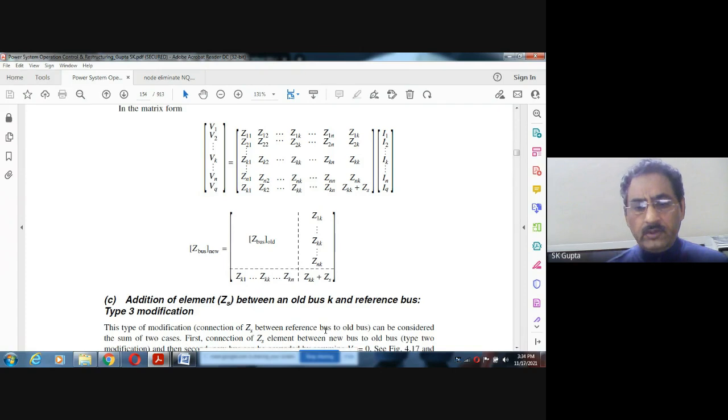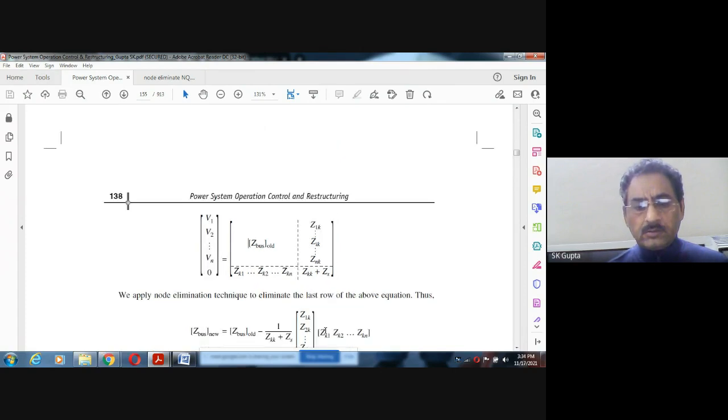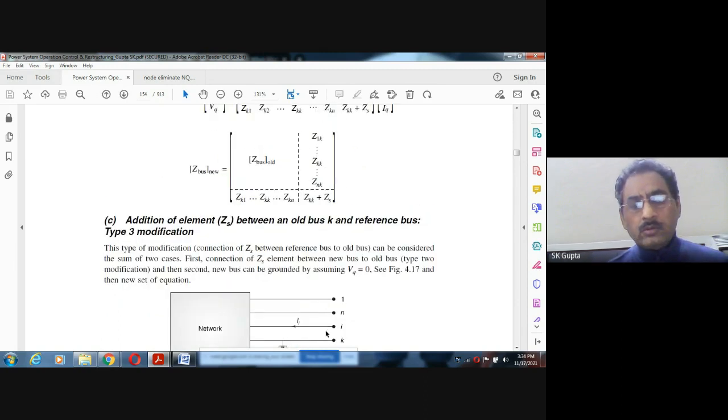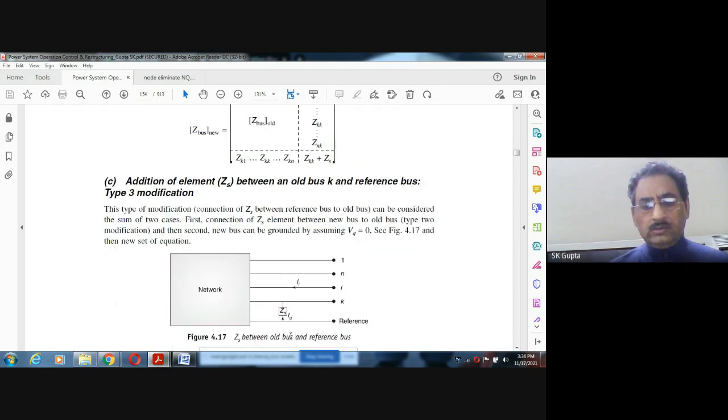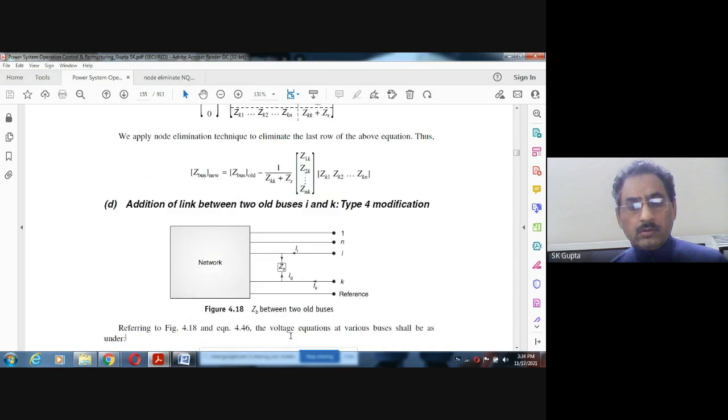So now if we remember this, this is the figure between two old buses. Look, I and K both are the old buses. Between them we have added this impedance. So now see, what will be the equation of this? What is the equation, this VK.